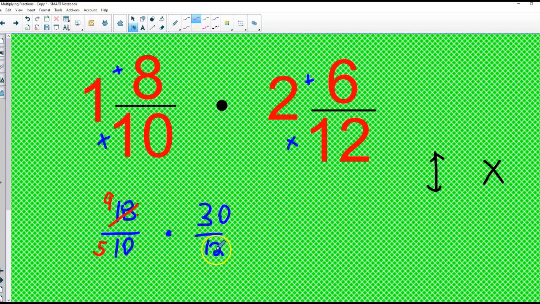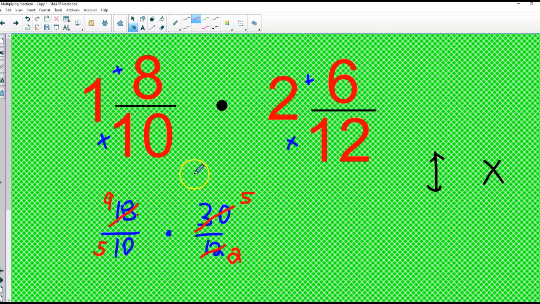All right, let's go to this side now. So 30 and 12. Well, they're even. I could do 2. I think 3 goes into both of them, so I could do 3. But I think 6 goes into both of them also. So let's divide by 6. If I divide by 6, I get 5. And if I divide by 6, I also get a 2.